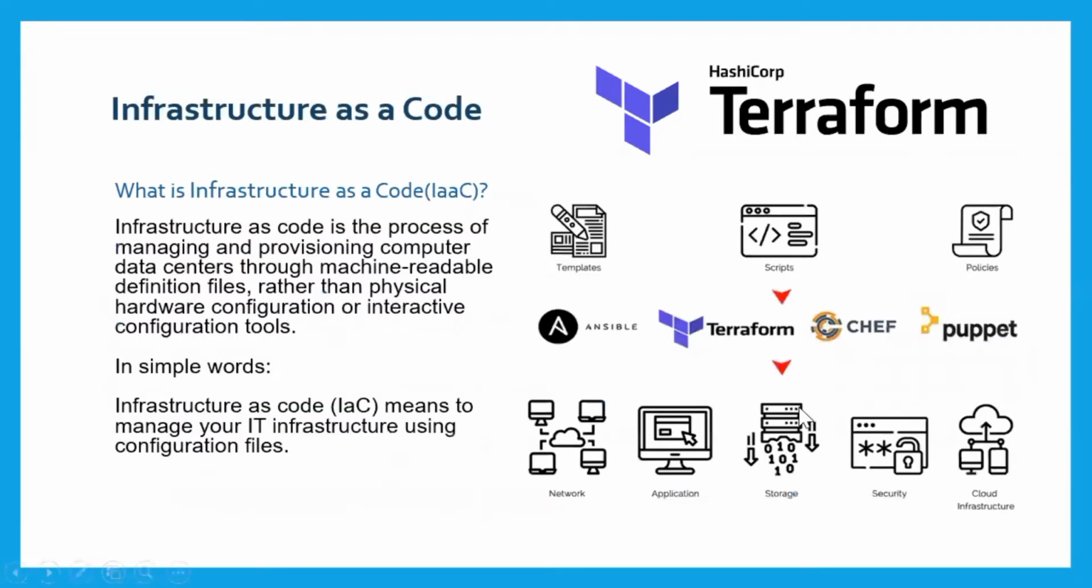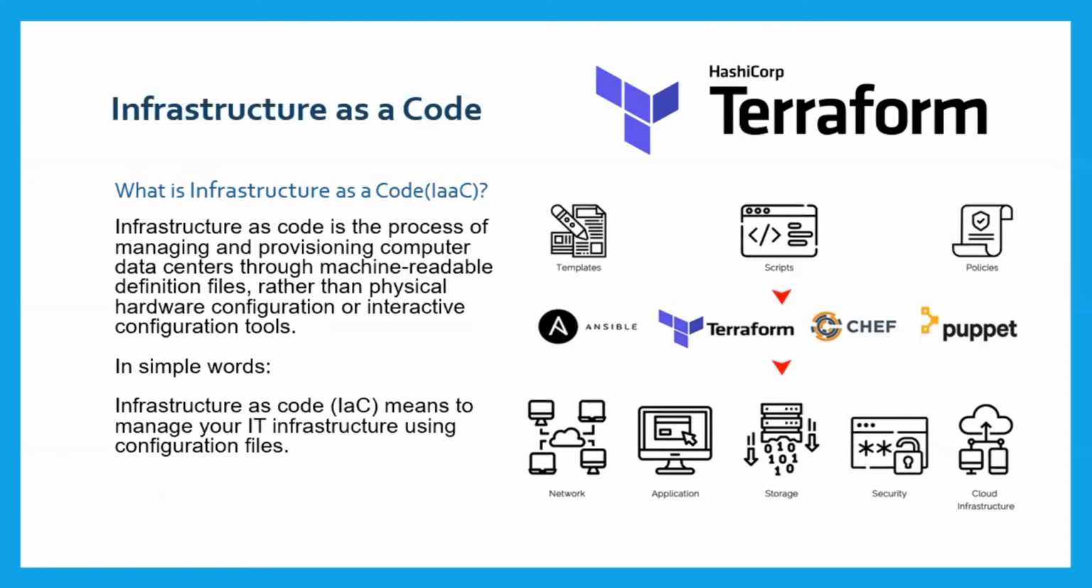So let's begin with infrastructure as code. The most common definition you will find on the internet is that infrastructure as code is the process of managing and provisioning computer data centers through machine-readable definition files rather than physical hardware configuration or interactive configuration tools. So it tells us we'll have automation to create our infrastructure. We won't have any manual operation in this case, and the data centers will be your private data centers or public clouds like AWS, GCP, Azure, and so on.